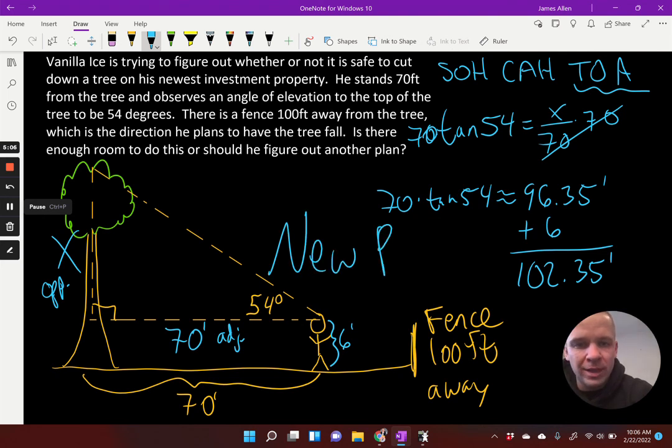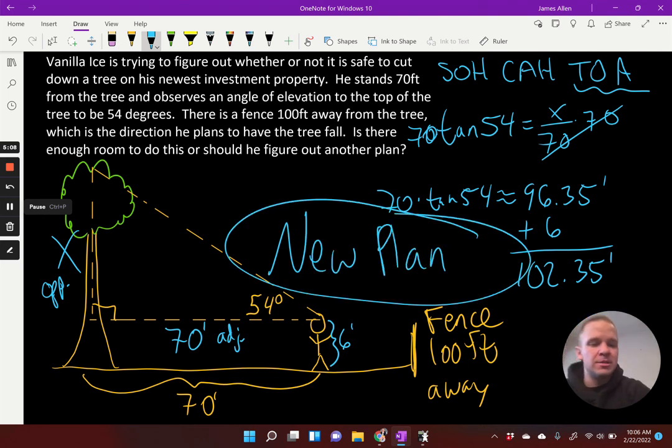New plan. Needs a new plan here. I would tell you, even if it was like 96.35, I'd be like, bro, that's a little bit too close for comfort. I don't think I want to let that fall near that thing. But as we can see, once we added that height in, definitely over 100 feet, figure out a new plan.